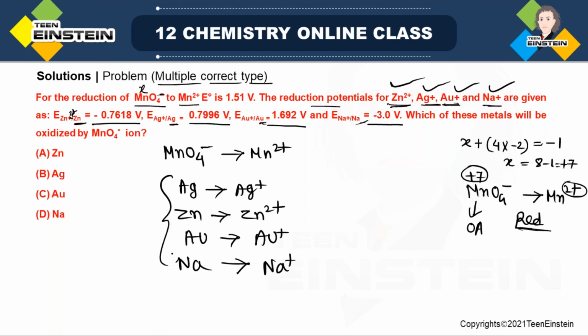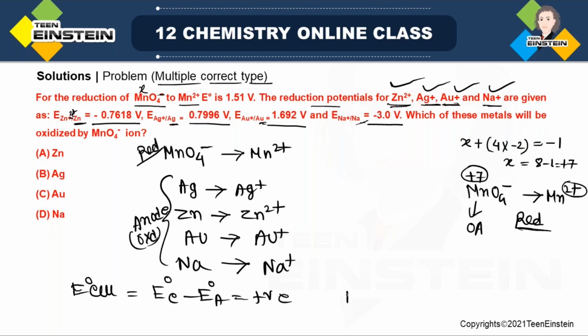All these are actually the reactions going on in the anode because it is oxidation, and this one is reduction from +7 to +2. So as we know that if we want E naught cell positive, then E naught C minus E naught A will be positive. That is when E naught C is greater than E naught A. So E naught C is fixed here, which is 1.51 volt. See, this is the value given.